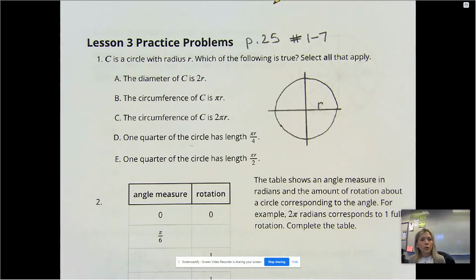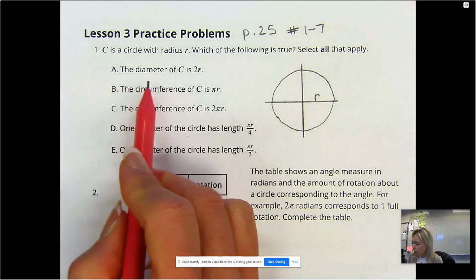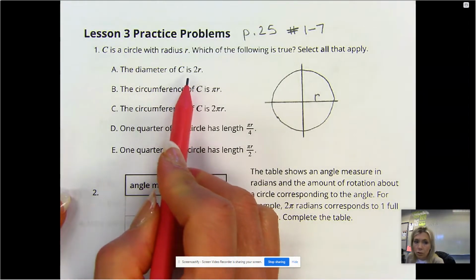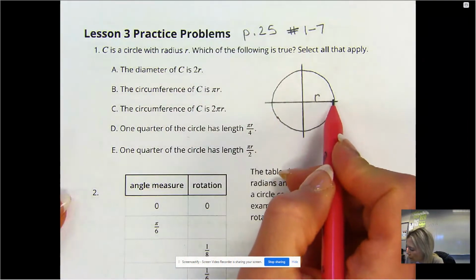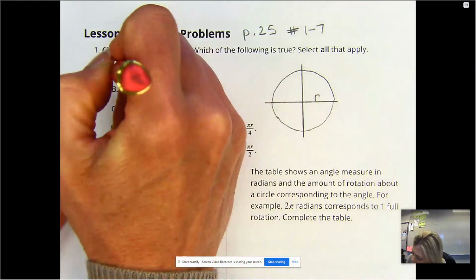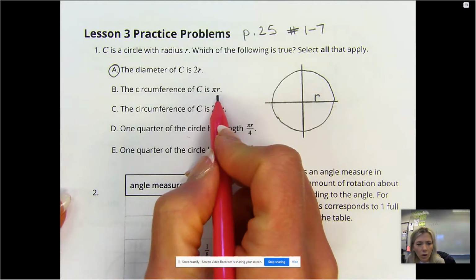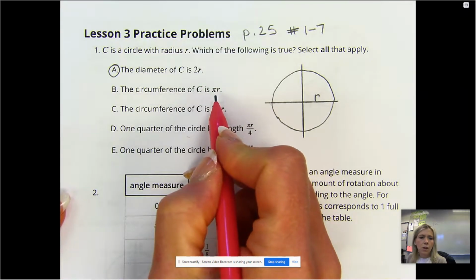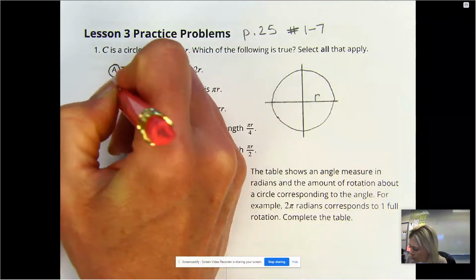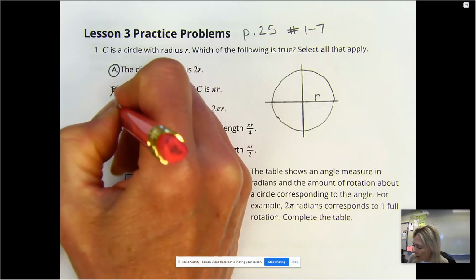All right, so number 1, C is a circle with radius r, so I drew that there. Which of the following is true? First, the diameter of C is 2r. So the diameter would be all the way across. Each of these is r, so 2r would be the diameter. That's true. The circumference is 2r, and that's not true because the circumference is 2 pi times the radius. So B is not true, but C is.